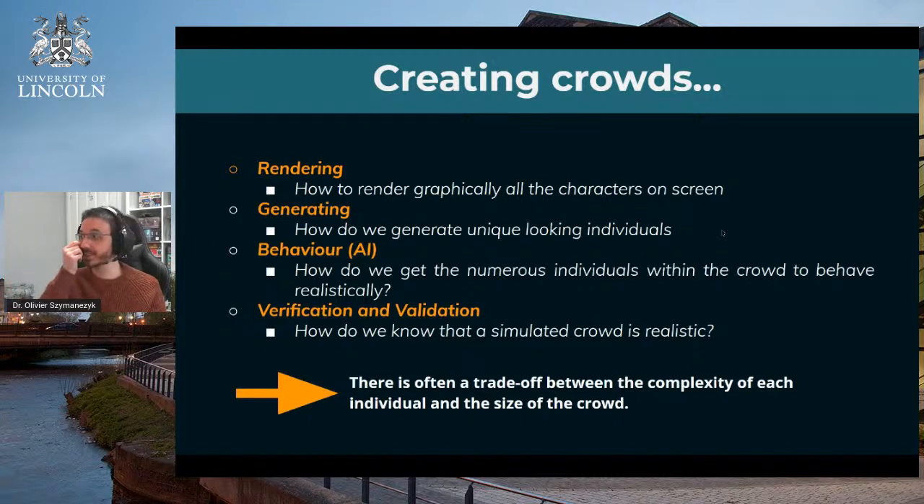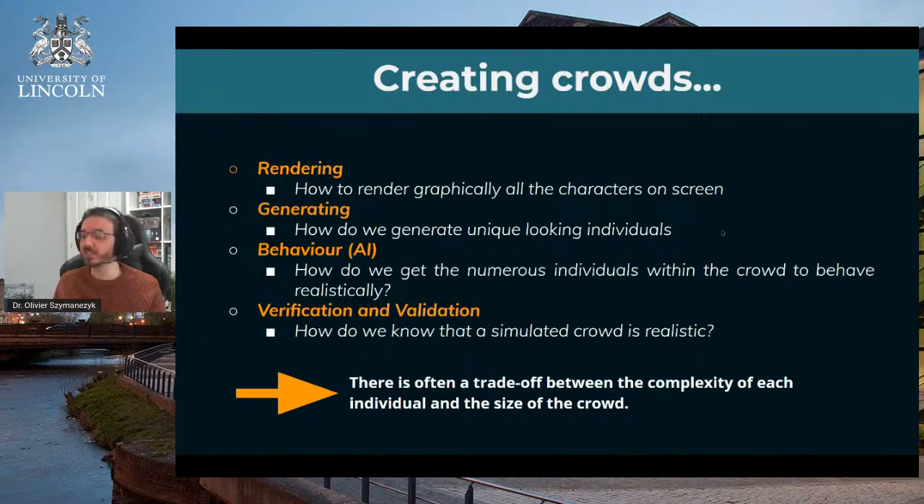We also have to think about the AI. How do we get those numerous individuals within the crowd to behave realistically? If something is happening within the crowd in that simulation, is the crowd reacting accordingly? Are people walking in groups? Are people reacting to what the player does? Is it in real time as well? We have to think about the AI itself. That's a lot of work.